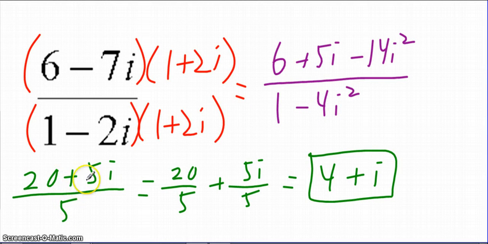so that's how I end up with a 5 in the denominator. Now, for this problem, I did not have to show this middle step here, but I wanted to make sure we understand that no matter whether the coefficients in the numerator actually divide by the denominator, I still need to split this up into two separate terms because I want to write my answer in standard form. In this case, they both simplify, so my answer is going to be 4 plus i.